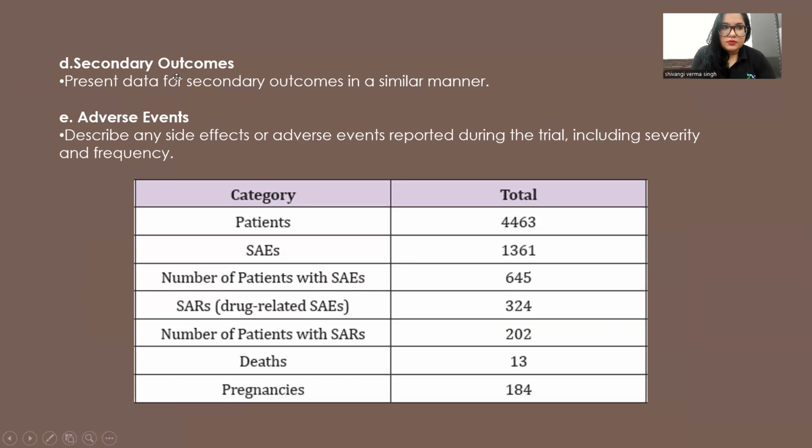Then we also mention the secondary outcome, data for secondary outcome in a similar manner, like the primary outcome. Adverse event, this is very important. So describe any adverse effects or adverse event reported during the trial, including severity, how severe, and the frequency, how often did it happen.